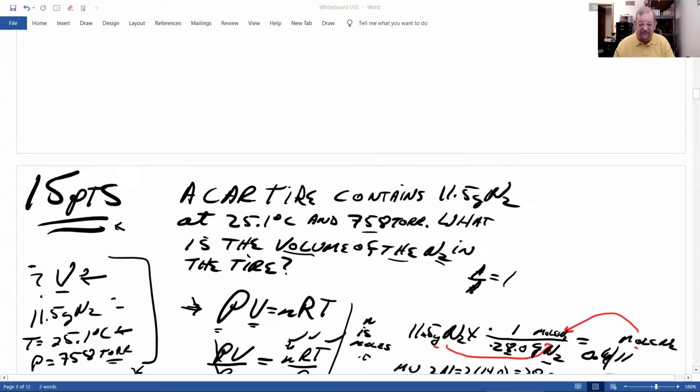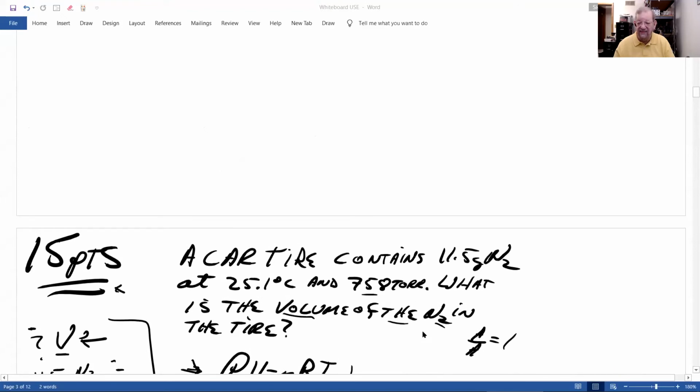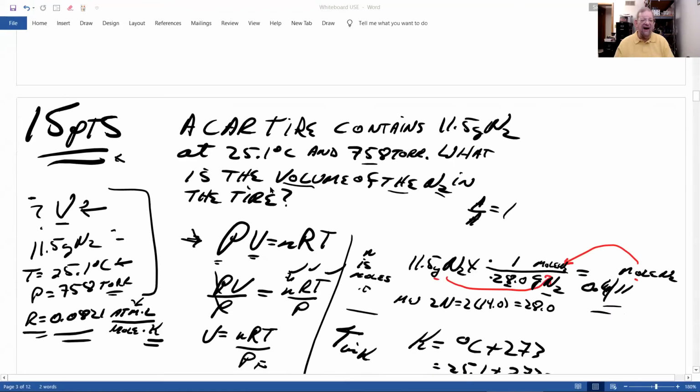All right, let's go through that again, the problem, because I think this is important for you to know how to do. And thank you, Rain. All right, what was the question? 15 points. A car tire contains 15.5 grams of nitrogen at 25.1 degrees C, 758 torr. And you're being asked what is the volume of the nitrogen in the tire.